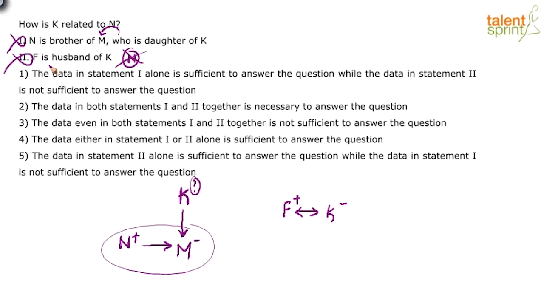Now again, when you know that independently the statements fail to give the answer, we have to go for combination. The moment you combine, what happens? From statement 2, we know that K is the wife of F. It's a husband and wife couple, right? I mean pair. So K is the wife of F, which means K is female. If K is female, K becomes the mother of these two children. So how is K related to N? K is the mother of N. How do we know that? By using both the statements together. So your answer should be the data in both the statements 1 and 2 is necessary to answer the question.